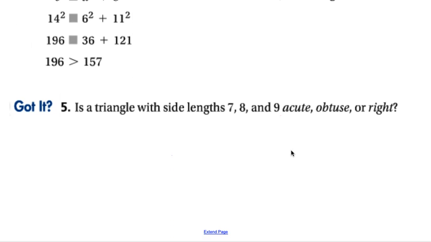Try this one on your own. Is the triangle with side lengths 7, 8, 9 acute, obtuse, or right? We'll look at the solution when you come back.